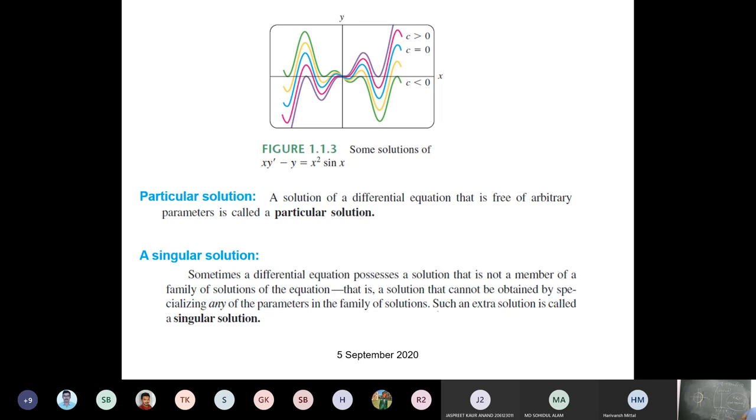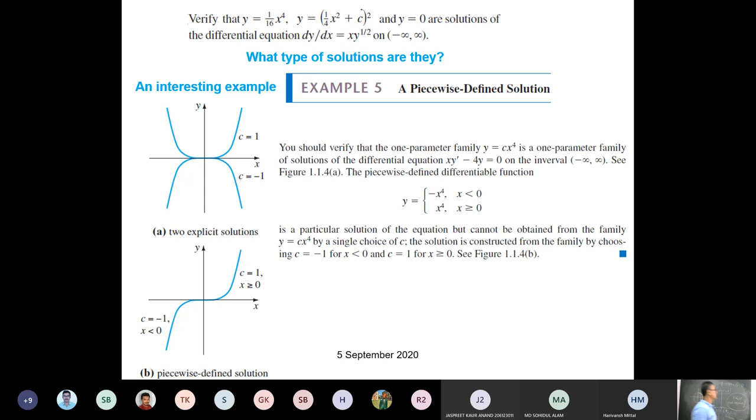So now, what is a singular solution? Look at the slide at the top. I hope everybody is seeing that. If I consider this one, you can try to solve it. You can easily see that y equal to 16 x to the power 4 and y equal to (1/4 x squared plus c) whole squared, they are both solutions.